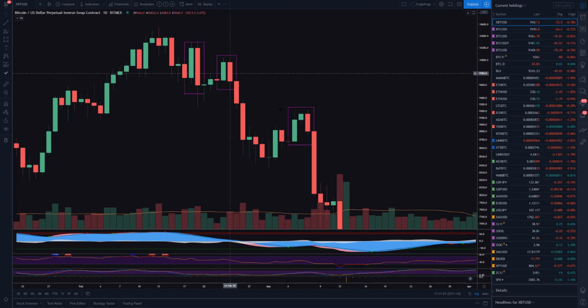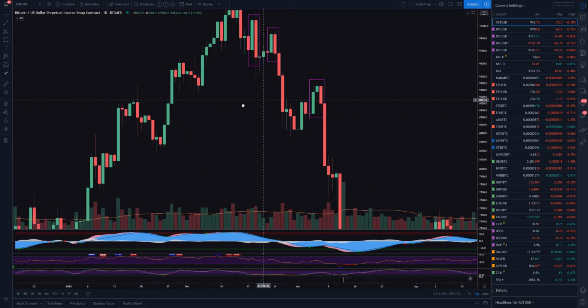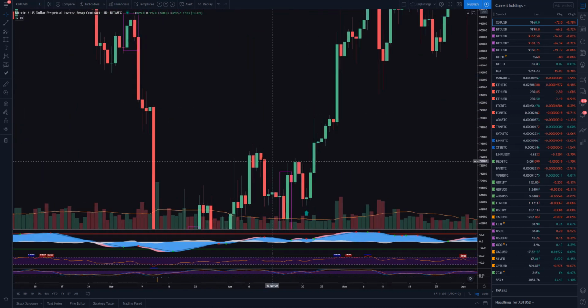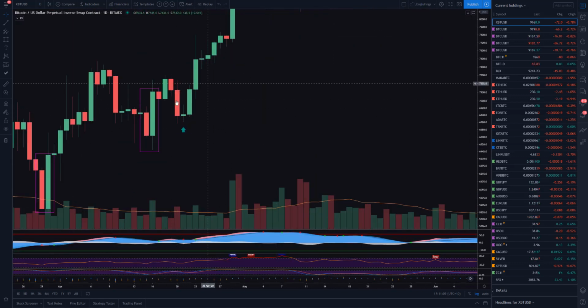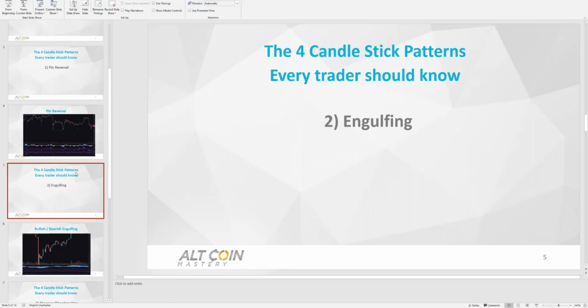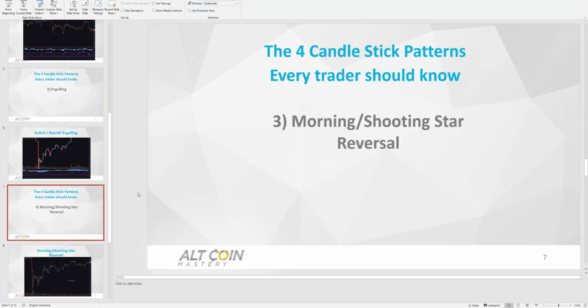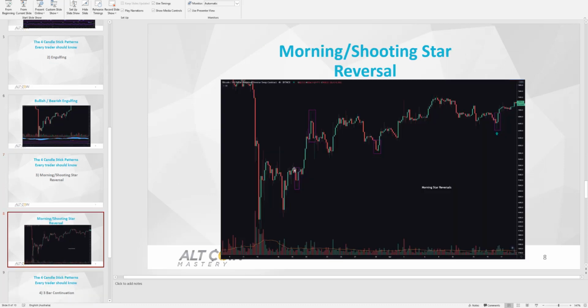So bearish engulfings here on the daily, right? Followed by a shooting star reversal. And when we're in the uptrend, we have bullish engulfings followed by a morning star reversal, right? So the next one we're going to talk about is the morning star or the shooting star reversals, right? And this is what they sort of look like.